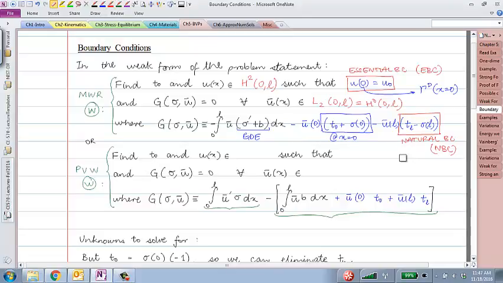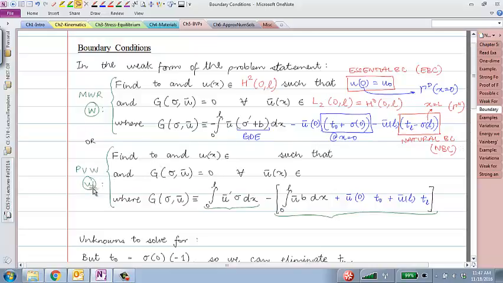I need some more space here. So this is at x equal to L, or on gamma n. So gamma d was Dirichlet, gamma n was Neumann. But this is just stating the same thing again. I'll come to why we are doing that.